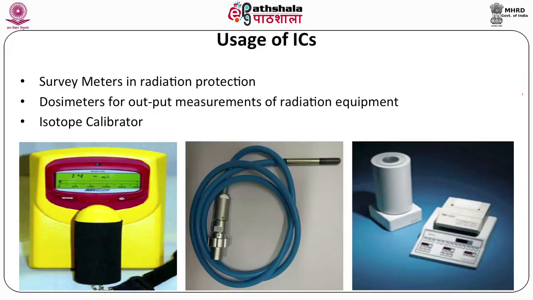Similarly, ion chambers are also used as isotope calibrators. What is an isotope calibrator? Different radioisotopes will emit different types and amounts of radiation, and this isotope calibrator can figure out the amount of radioactivity of an isotope that is being used in nuclear medicine or radiotherapy.